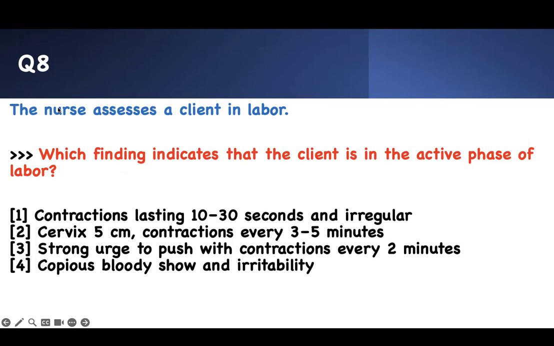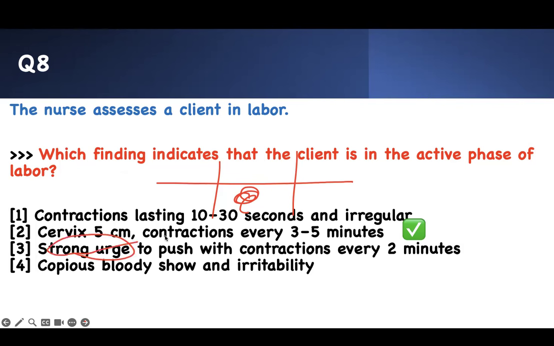But I can tell you the right answer is number 2. Why? We can take a look at it. Contractions lasting 10 to 30 seconds and irregular. Irregular tells you it's not really progressing the way it's supposed to, and it's very short. This is the beginning, the latent stage. You don't know anything going on. 5 centimeters is within the range we talk about. Divide the 10 into 3, and from 4 to 7, you're going to be in the active phase. And the contractions are regular every 3 to 5 minutes. That's better.